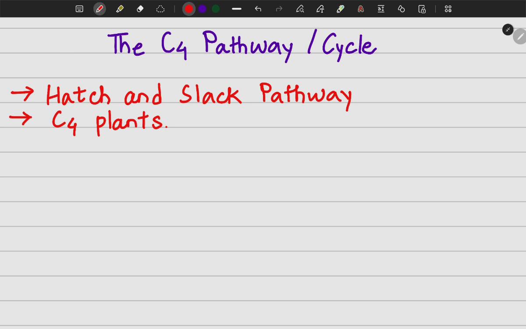The C4 plants are different from the C3 plants. C4 plants have a unique feature inside them, specifically inside their leaves, which is called Kranz anatomy. Kranz anatomy is present in the leaves of C4 plants. Now, what is this Kranz anatomy? To understand that, we will look into the internal structure or anatomy of a leaf of a C4 plant.